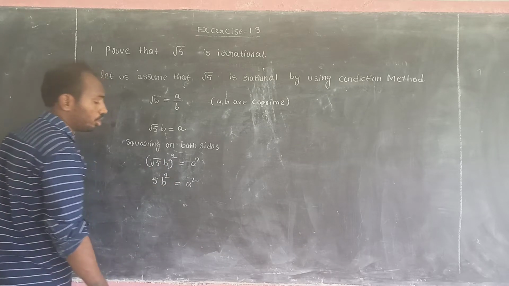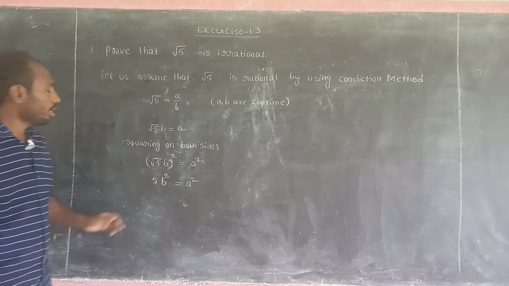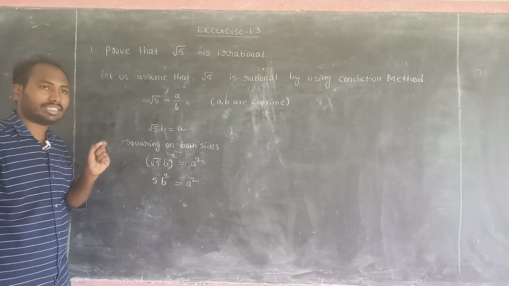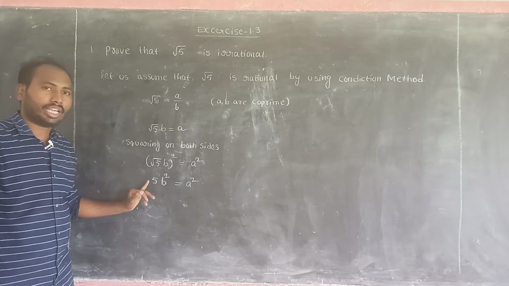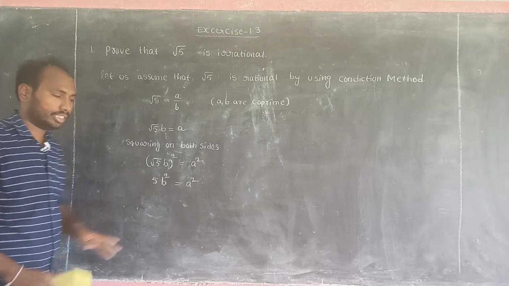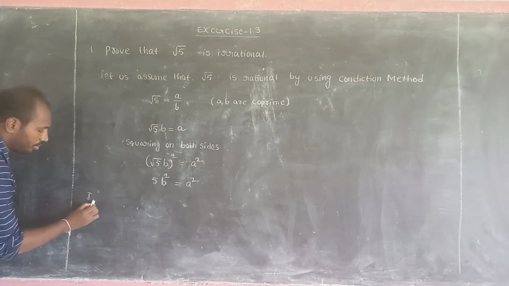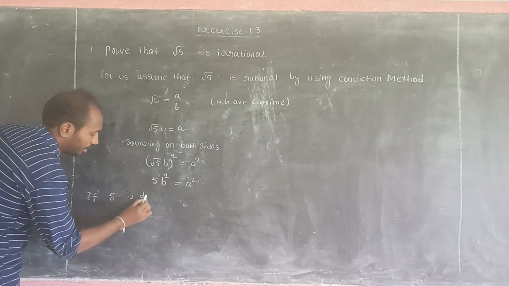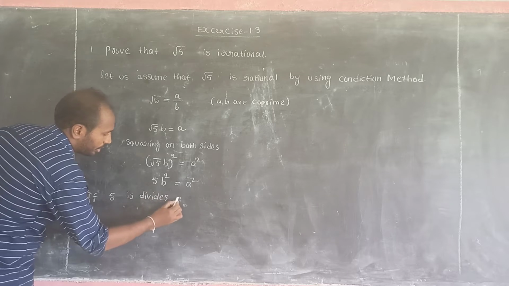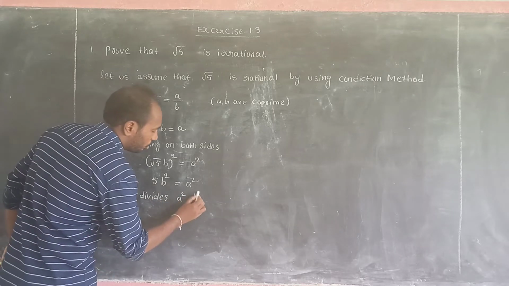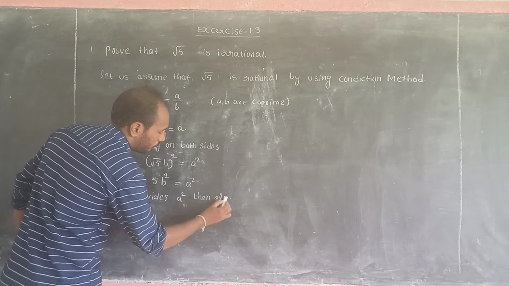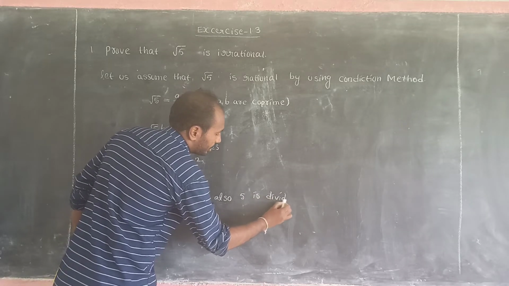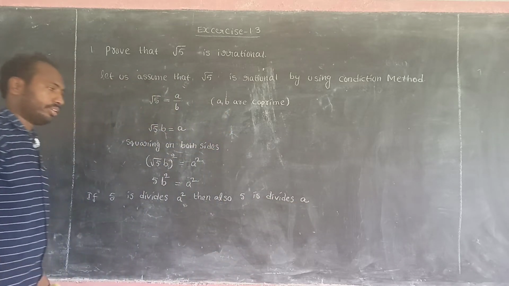What is the condition? Note the condition: if P is a prime number and P divides A square, then also P divides A. So that is the condition. If 5 is a prime number and 5 divides a square, then also 5 divides a. 5 divides small a.